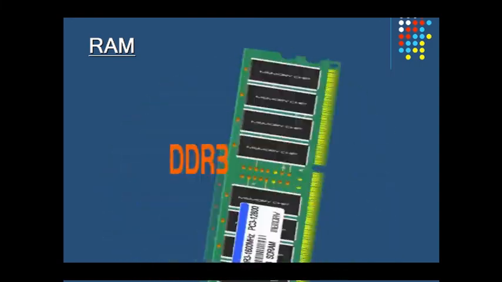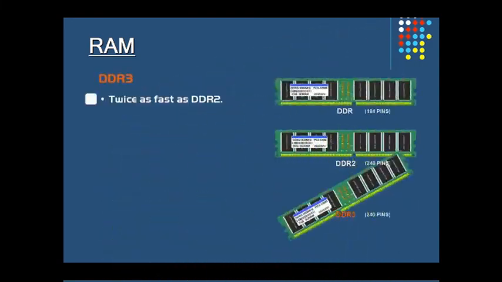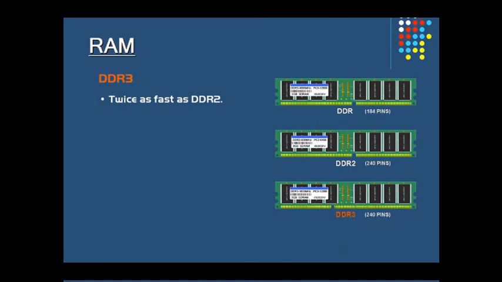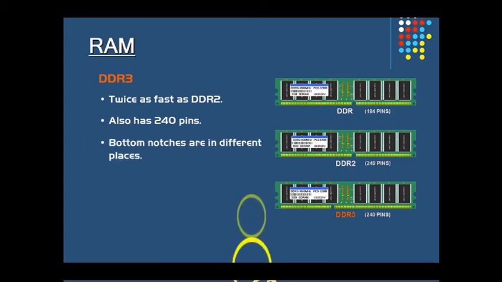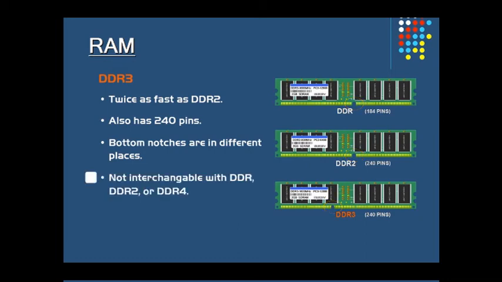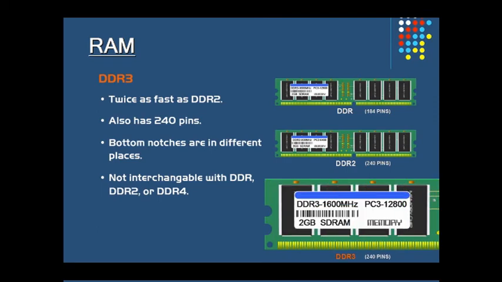And right after DDR2 is DDR3. DDR3 is twice as fast as DDR2, and it also uses less power than DDR2. And just like DDR2, DDR3 also has 240 pins, but the notches in the DIMMs are in different places. So you can't put a DDR3 DIMM in a RAM slot made for a DDR2. In fact, motherboards are made to support a certain type of memory. So you can't mix DDR1, 2, 3, or 4 on the same motherboard. An example of DDR3 would be DDR3 1600, PC3 12800.